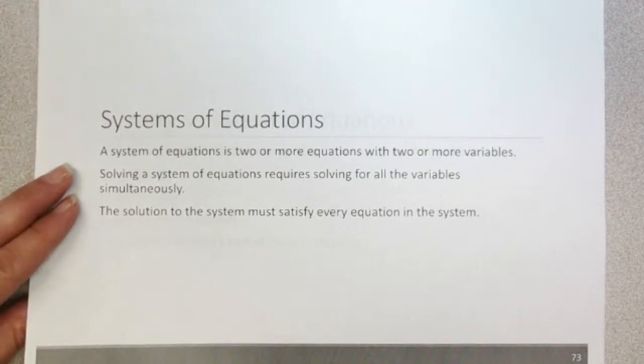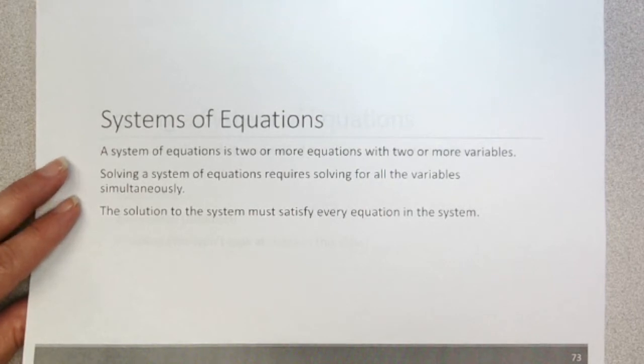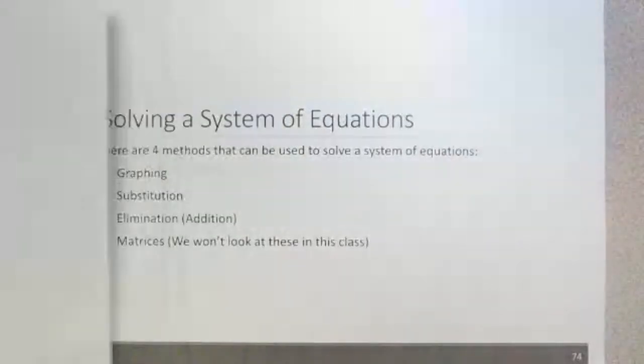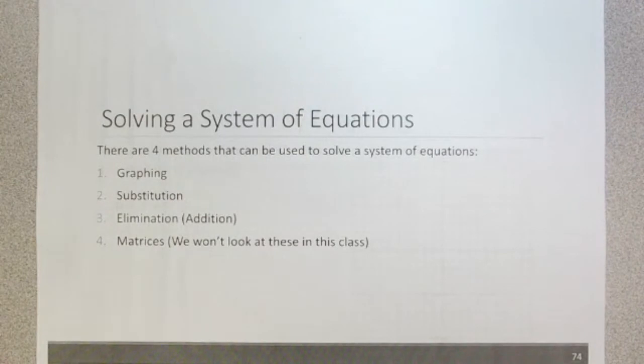In general, you need to have at least as many equations as you have variables that you're solving for. Let me say it again. You have to have at least as many equations as you have unknowns or variables that you're solving for. So if you're solving for two variables, you need at least two equations. If you're solving for three variables, you would need at least three equations, and so on. All right, there are multiple methods for solving systems of equations. We're going to talk about three of them shortly.